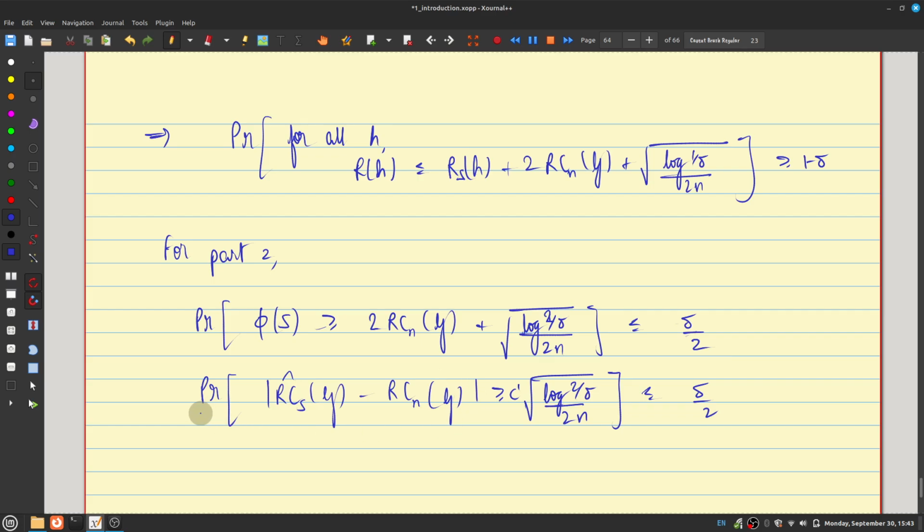Okay. Of course, now you need to show that the empirical Rademacher complexity is close to the true Rademacher complexity. And once again, you just show that the empirical Rademacher complexity is a bounded differences function.